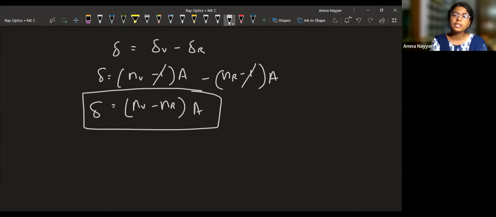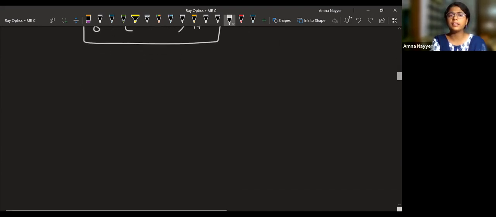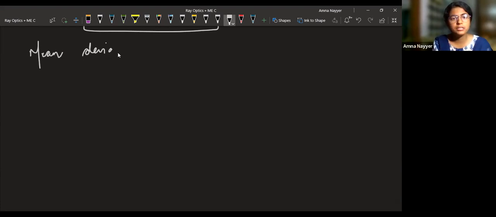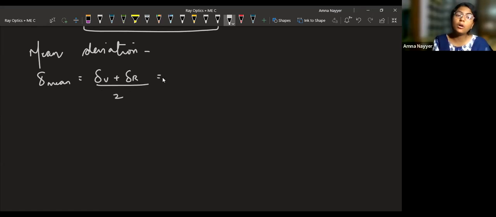Now, one more thing I had told you: if you take the mean of the refractive indices of both violet and red, you get the refractive index of yellow. Same thing if you take the mean of the angle of deviation: violet plus red by 2 will give you the angle of deviation of yellow. So wherever you have a mean, that mean quantity is yellow only. So the refractive index of violet plus the refractive index of red divided by 2 gave you the refractive index of yellow, and the angle of deviation of red plus the angle of deviation of violet by 2 gives you the angle of deviation of yellow. This is the same.